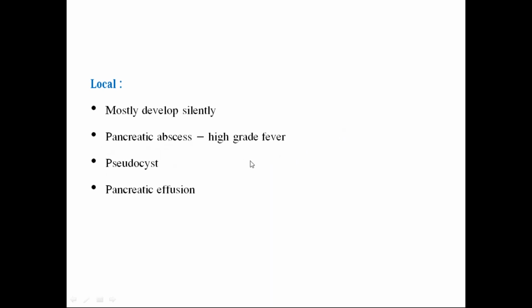A pseudocyst means it is not lined by an epithelial wall. There are two types of local complications in acute pancreatitis: one is acute fluid collection, and the other is pseudocyst, and also pancreatic effusion or pancreatic ascites.